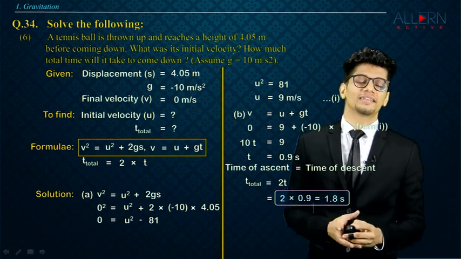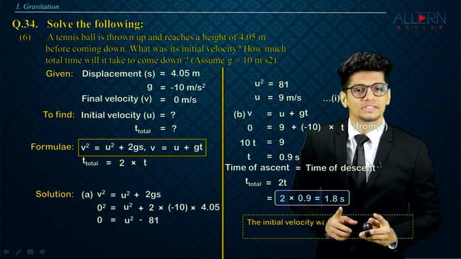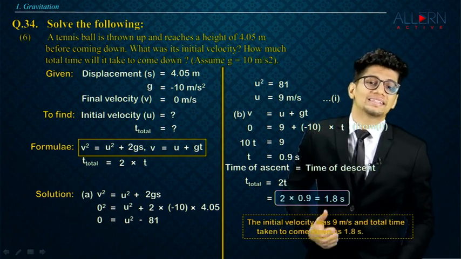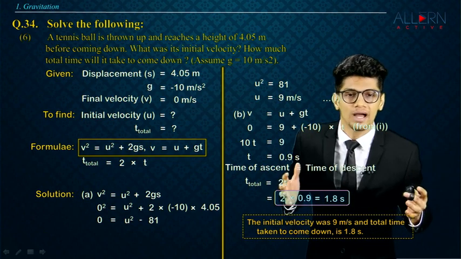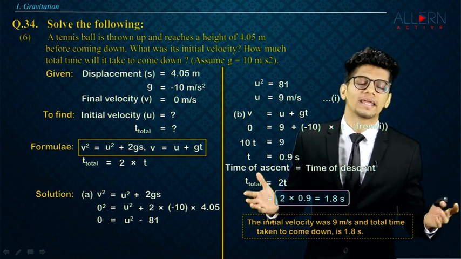So we'll write the final answer or the final statement. The first thing is the initial velocity is 9 meters per second and the total time taken to come down is nothing but 1.8 seconds.